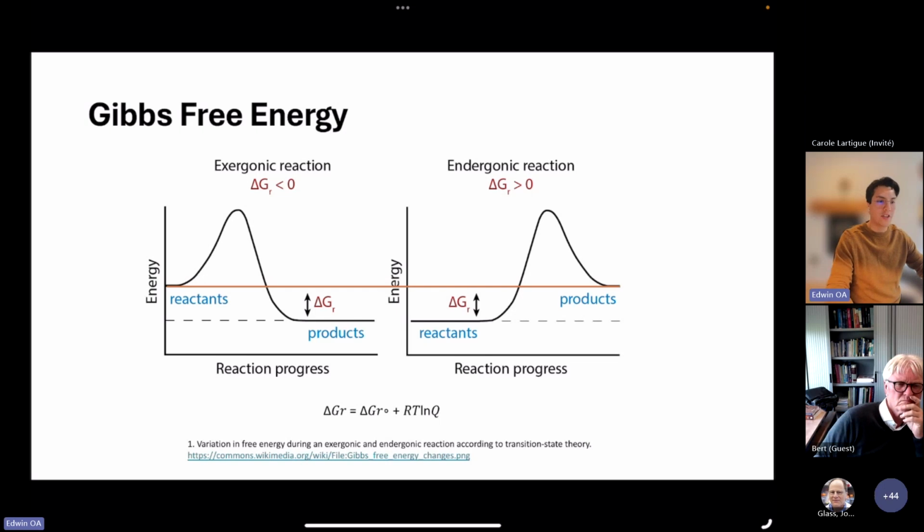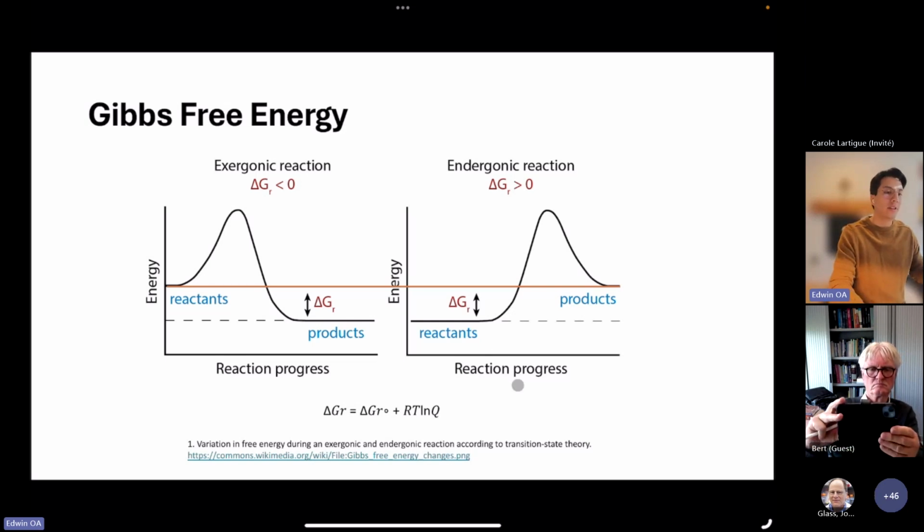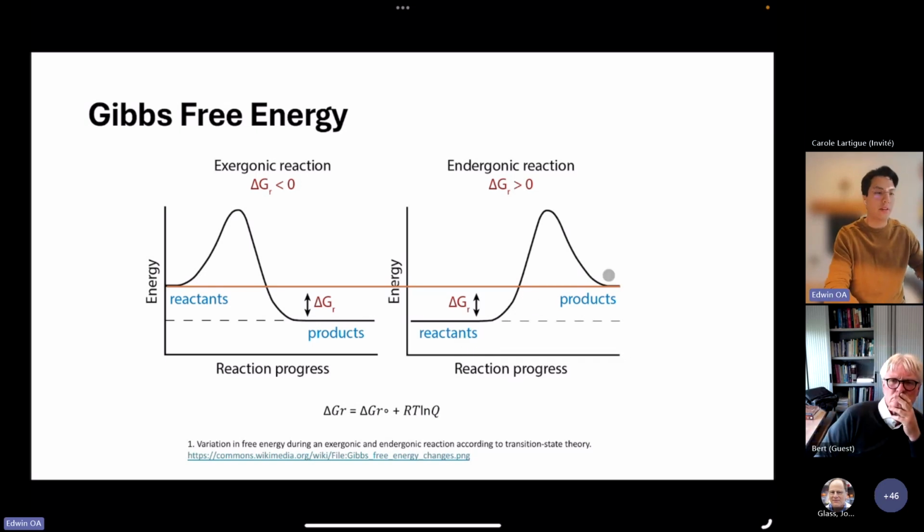So again, just to set the right context, I'm going to go super quickly about why we use the Gibbs free energy. So we know there are two types of reactions that require energy or that give energy back. We're interested in the endergonic type of reaction, which requires energy. So how much energy do we need to convert our reactants or building blocks into our products?